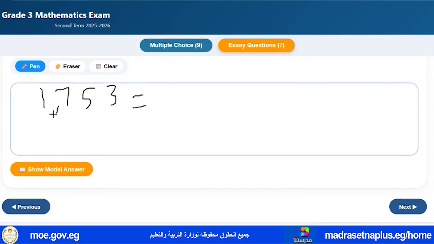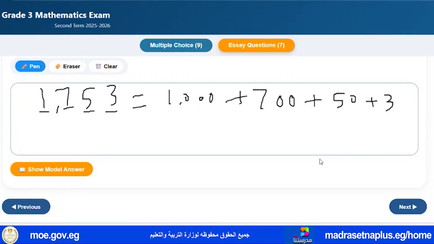How to get what it is? It's 1. 1 in 1,000 place equals 1,000. Good. Plus, this is what? Yes, hundreds place. So 7 in hundreds place equals 700. What about this one? This is 5 tenths. 5 tenths equals 50. Good. What about 3? 3 ones equals, good, equals 3.